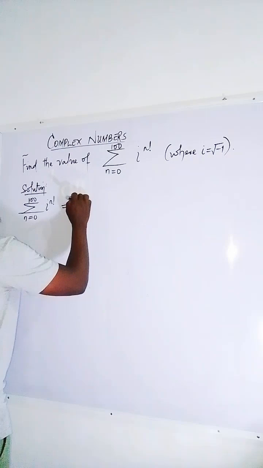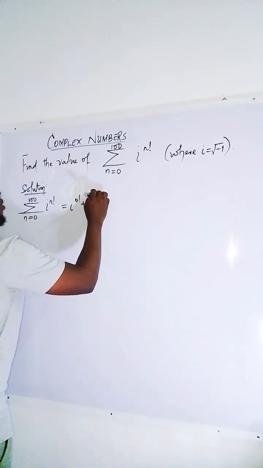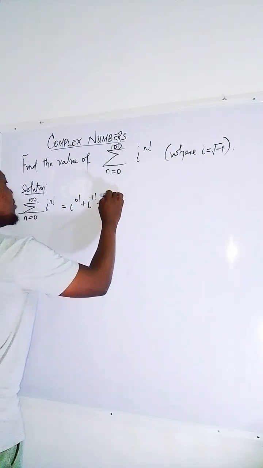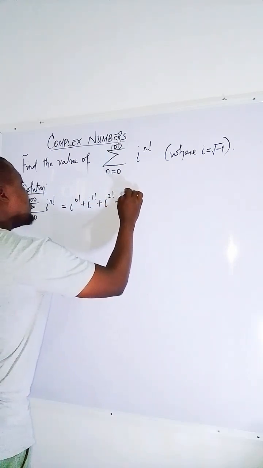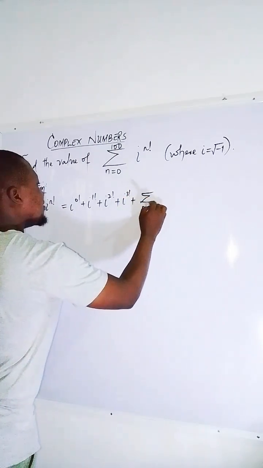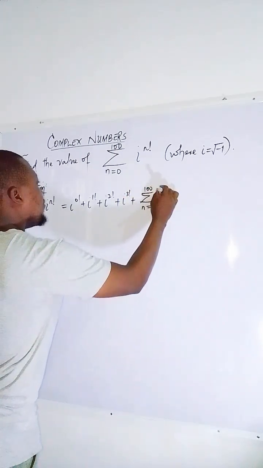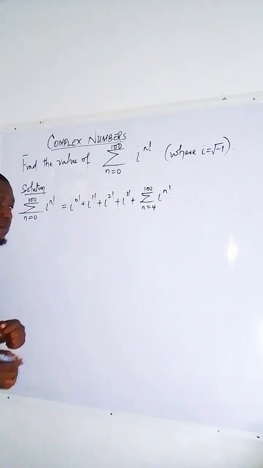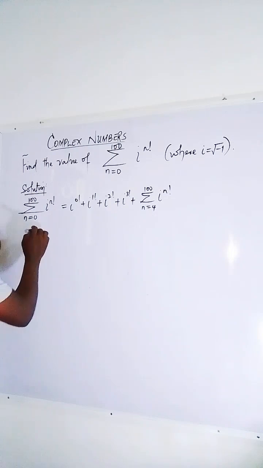i power 0 factorial, i power 1 factorial, i power 2 factorial, i power 3 factorial. But I would like to stop here. n is starting from 4 to 100 of i power n factorial, because I've already stopped there. But now what we are going to observe here is this.